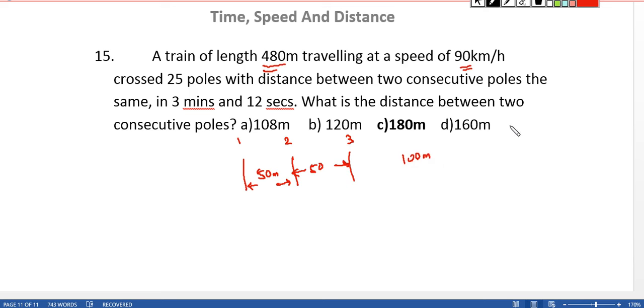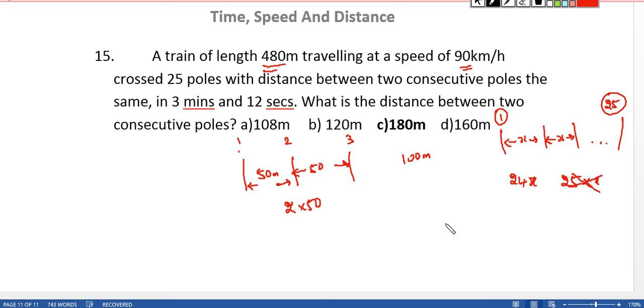So if there are 25 poles, this is pole number 1 and this is pole number 25. With the distance between two consecutive poles being x, what's the distance between pole number 1 and pole number 25? It's going to be 24 into x, right? See, distance between pole 1 and pole 3 is 2 into 50. So the distance between pole 1 and pole 25 would be 24 into x. Remember, it is not 25 into x, it is 24 into x.